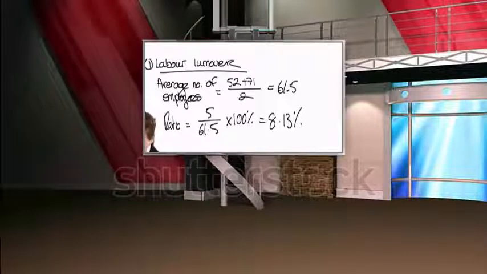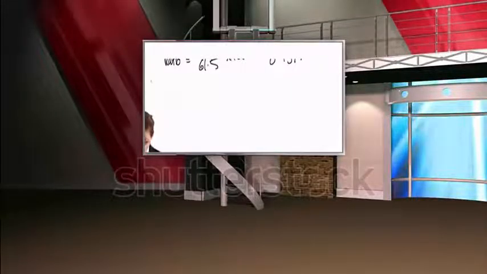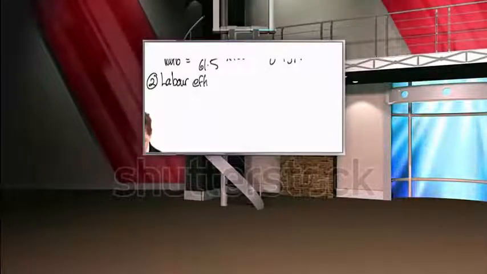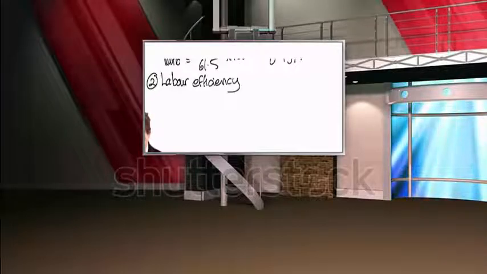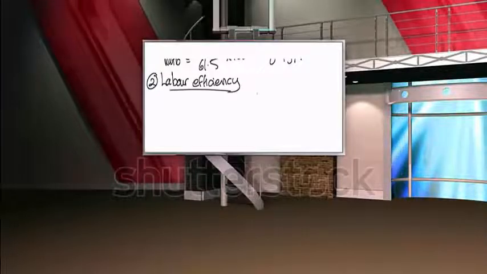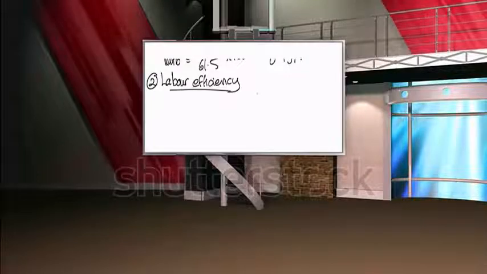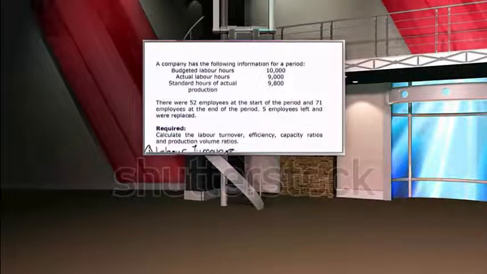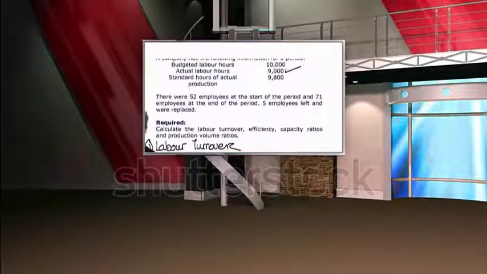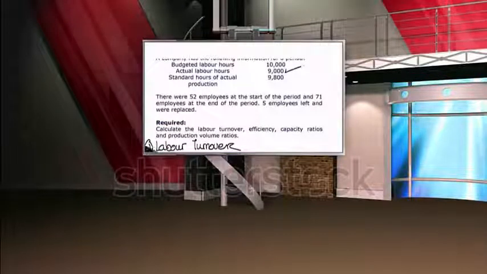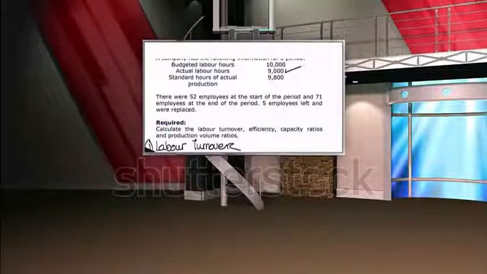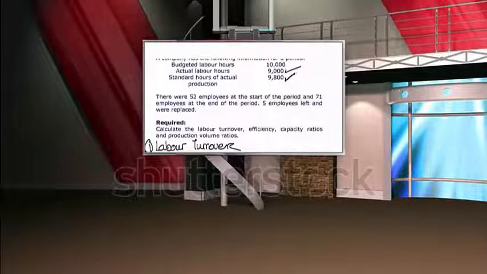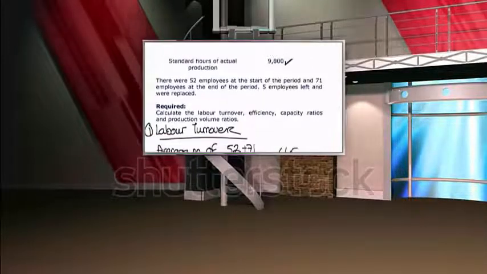Moving on to our second one then, labour efficiency. This is going to be our actual output in standard hours divided by our actual hours. If we look at the question, we're told our actual hours were 9,000 and our actual output in standard hours was 9,800. So this should be very straightforward then.